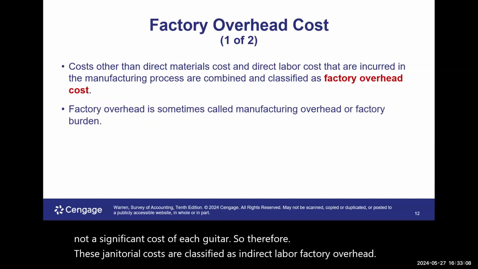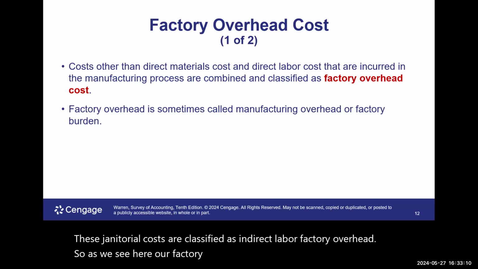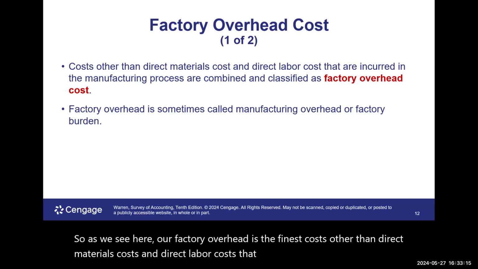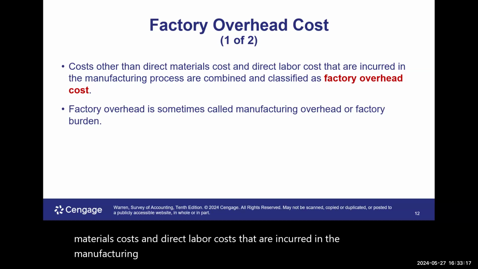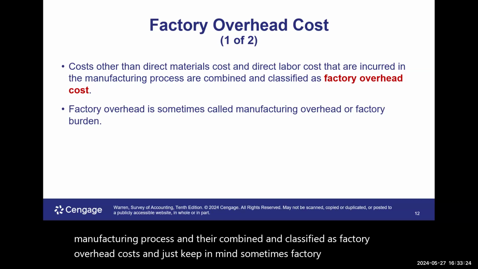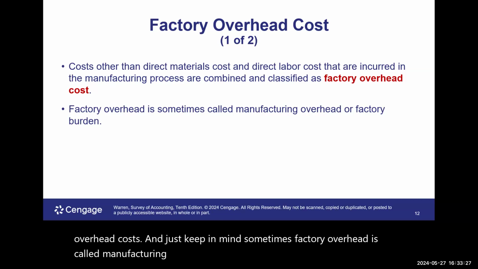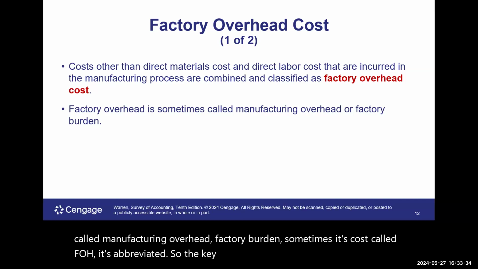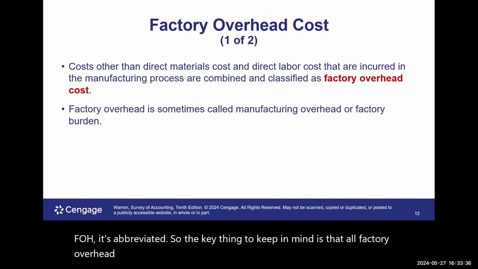So as we see here, our factory overhead is defined as costs other than direct materials costs and direct labor costs that are incurred in the manufacturing process, and they're combined and classified as factory overhead costs. And just keep in mind, sometimes factory overhead is called manufacturing overhead, factory burden, sometimes it's abbreviated FOH. So the key thing to keep in mind is that all factory overhead costs are an indirect cost of a product, an indirect and an insignificant cost of a product.